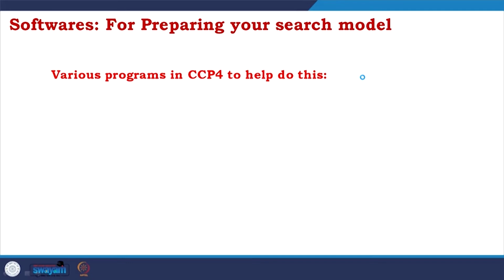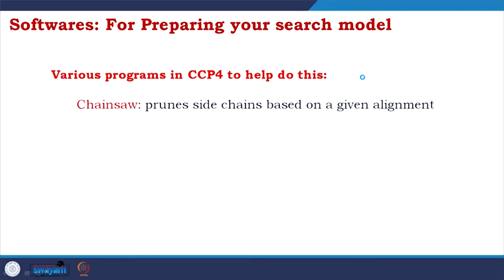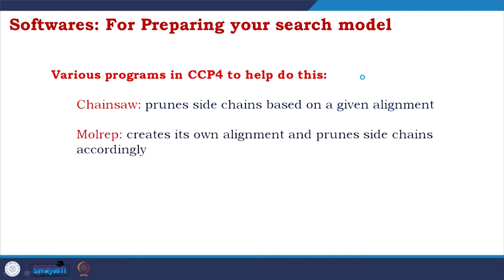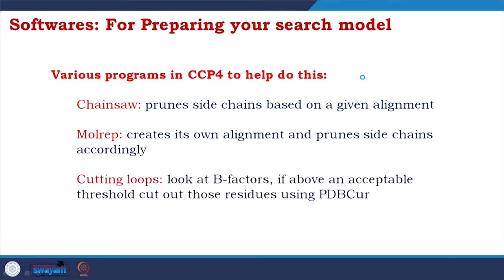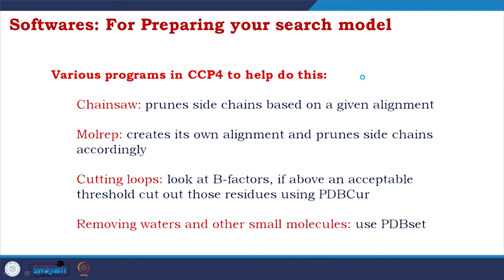So, as I was talking about, we need softwares for preparing the search model. There are various programs in CCP4 to help doing this. Few I am naming. If you go and play with the software, you will know more. Chainsaw, which prunes side chain based on given alignment. MolRep creates its own alignment and prunes side chain accordingly. Cutting loops look at B factors. I will explain B factor in details in the next class. If above an acceptable threshold, cut out those residues using PDB cur. Removing water and other small molecules, use PDB set.